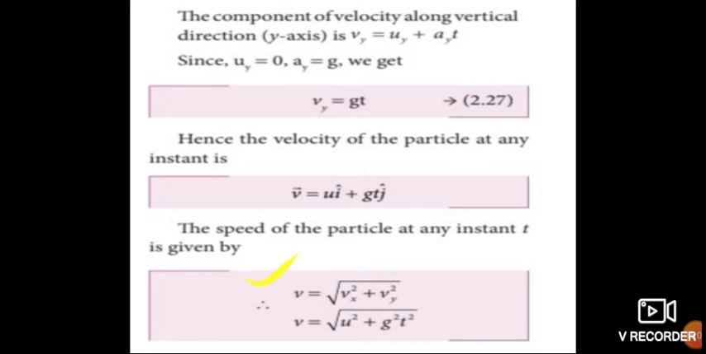So the speed of the particle at any instant of time is given by v is equal to root of vx square plus vy square. So v is equal to root of, the value of vx that is u square, plus vy, that is gt, so g square t square.